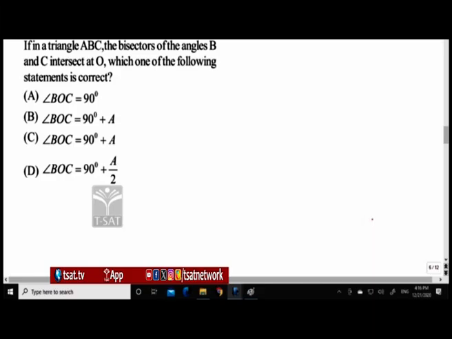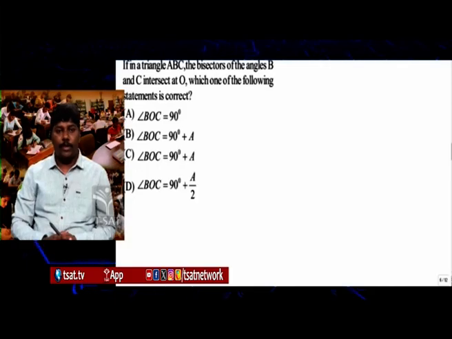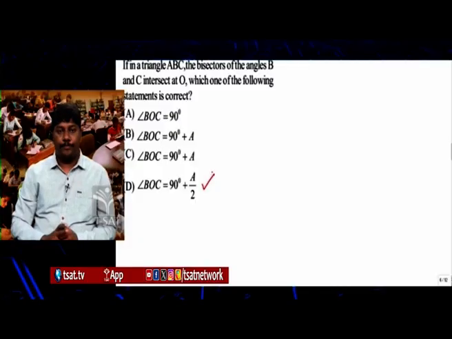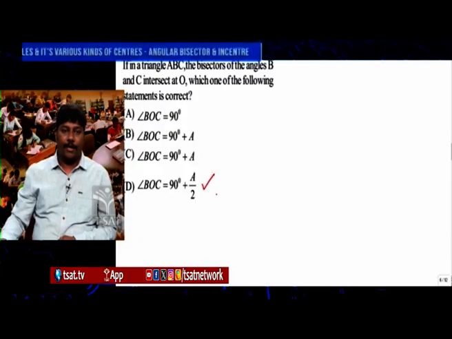Look at this one. In triangle ABC, the bisectors of angle B and C intersect at O. The bisectors, which means if nothing is mentioned, you take the internal bisectors of B and C meeting at O. Which of the following statements is correct? Look at the statements here. Angle BOC is equal to 90? We know when two internal angular bisectors meet, the angle BOC is equal to 90 plus A by 2. We take 90 plus A by 2 as the answer, because these are two internal angular bisectors.